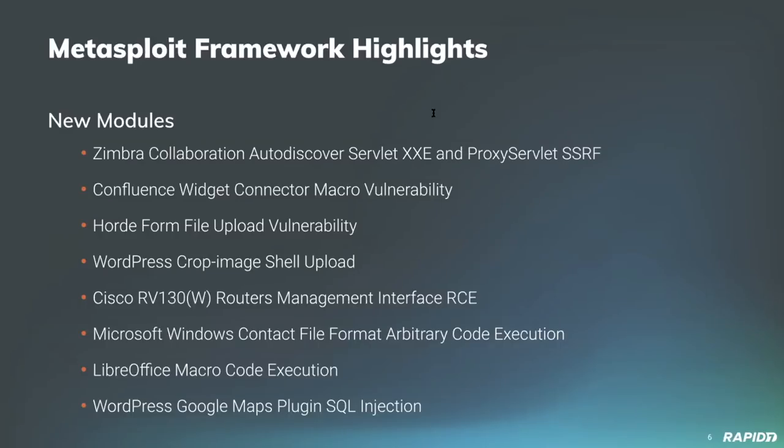Community contributor Rockru authored a module targeting a vulnerability in Atlassian's Confluence wiki software. This module exploits a velocity template injection in Confluence's widget connector macro to execute arbitrary code. No authentication required. Everybody likes those, right? And I believe we have a demo of that.